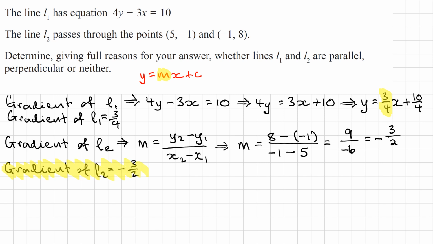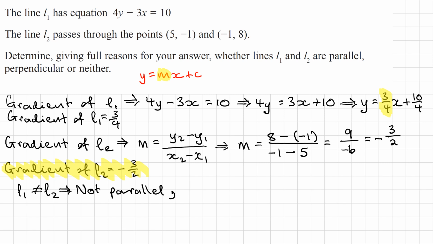Okay, and let's now decide what type of lines we have. Well, I can see straight away that the gradient of L1 is not equal to the gradient of L2, so therefore they are not parallel. I can deduce that straight away.